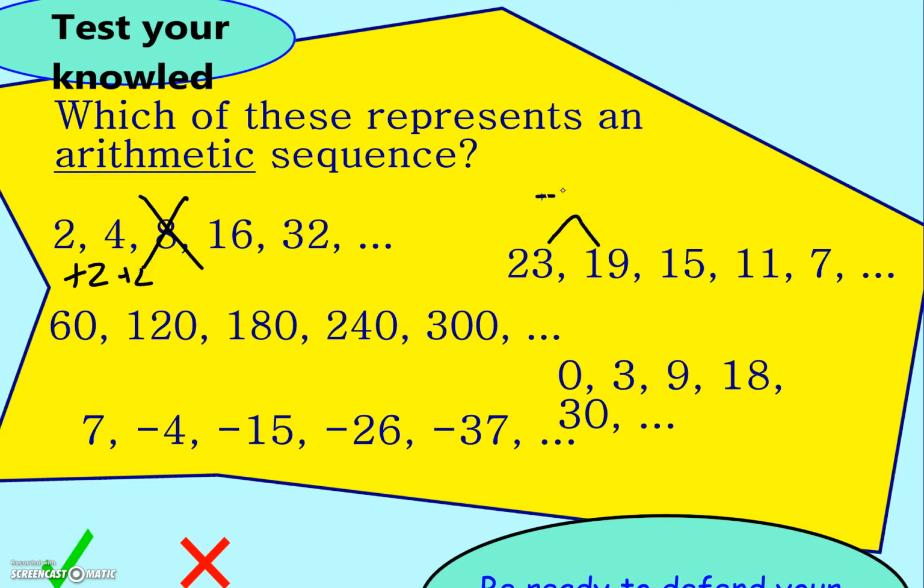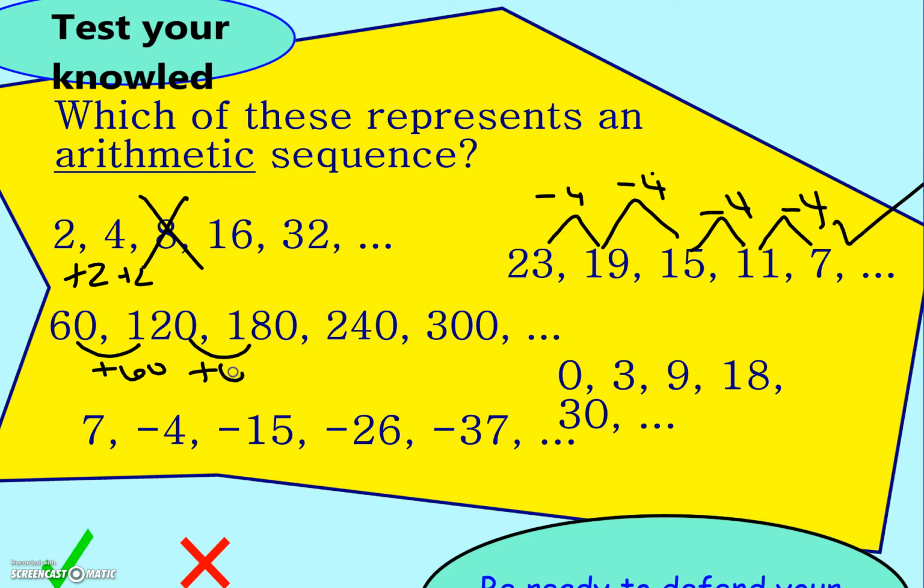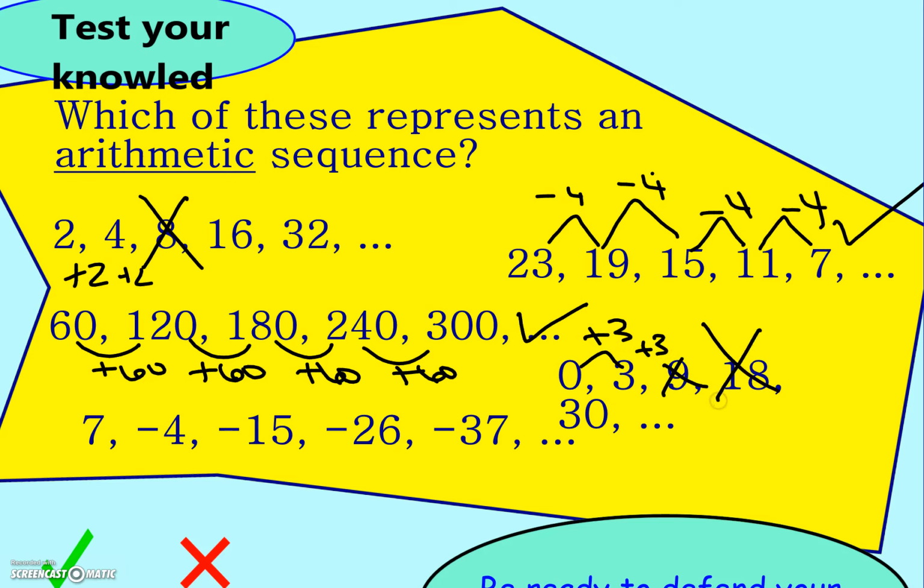23 to 19 would be minus 4. 19 to 15 would be minus 4, minus 4, minus 4. So that is arithmetic. Plus 60, plus 60, plus 60, plus 60. So that is arithmetic. 0 to 3 would be plus 3. 3 plus 3 got you to 6, so this would not be arithmetic. 7 to negative 4 would be negative 11, negative 11, negative 11. So that would be arithmetic.